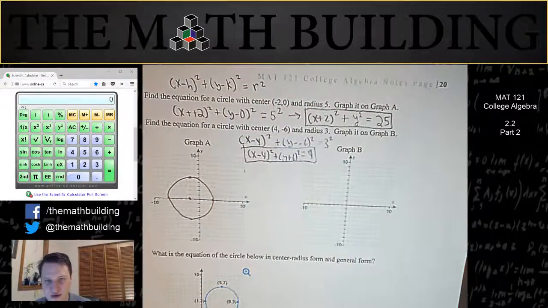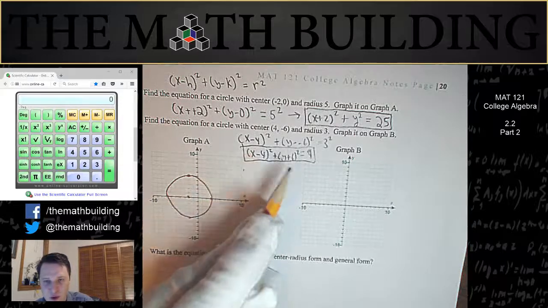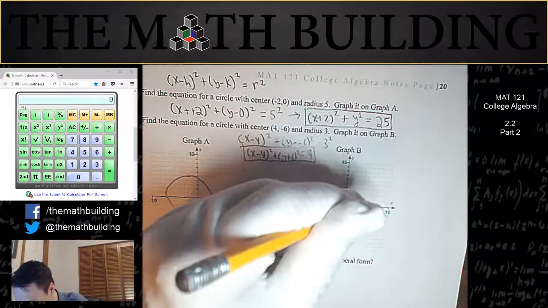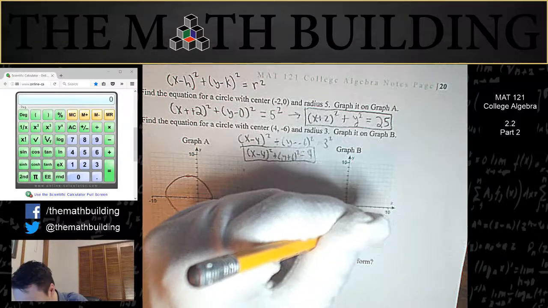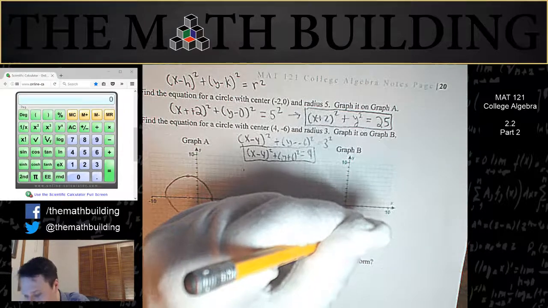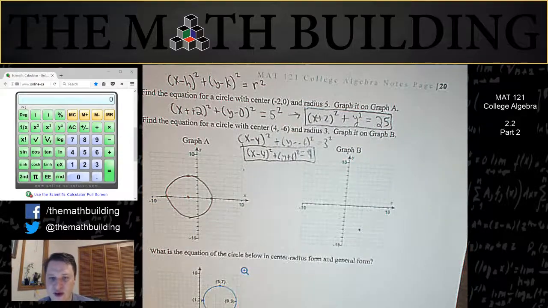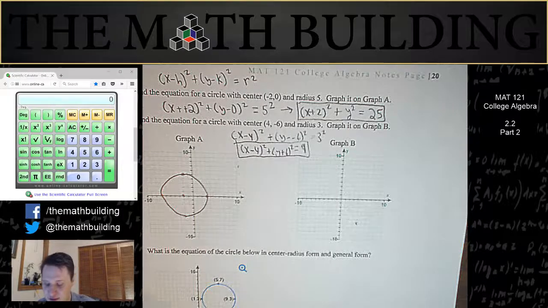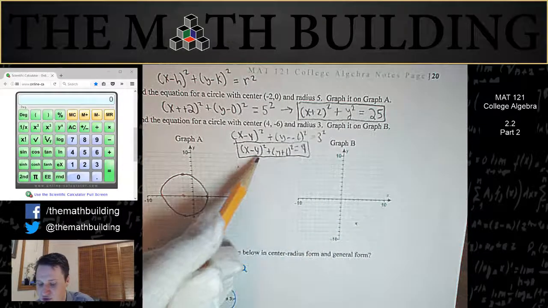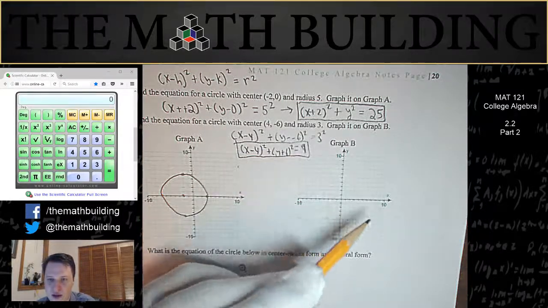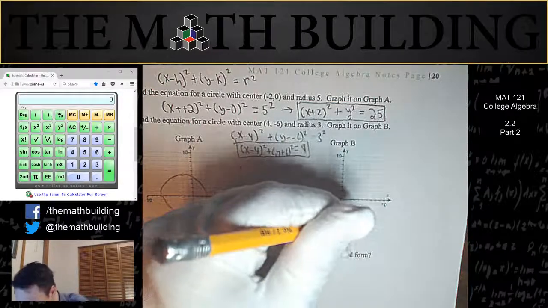So now let's graph it. Our center is going to be (4, -6), which is the point right there. That's the center. Notice that the center itself is actually not a solution to the graph. The center is not a solution to this, but it just helps us build the circle. So the radius is 3.